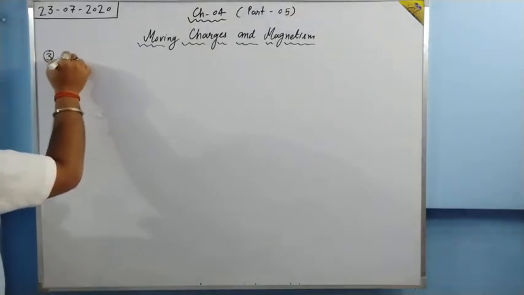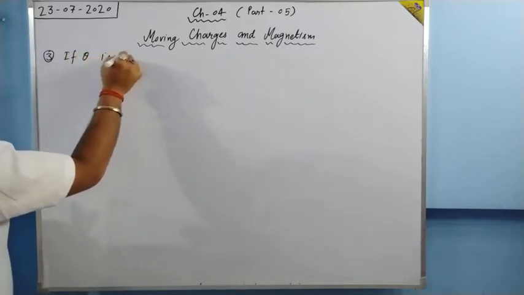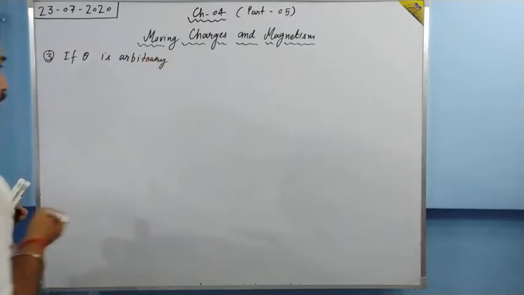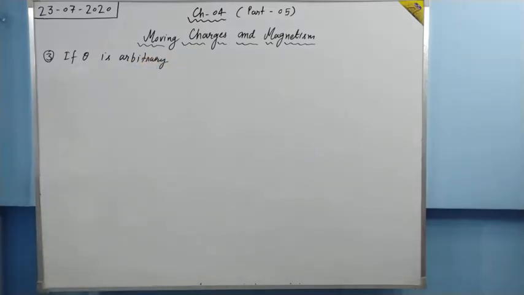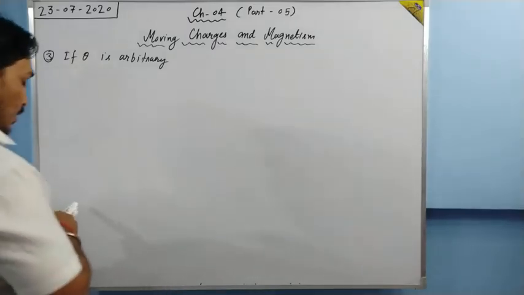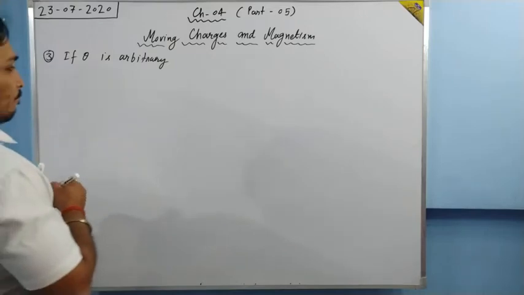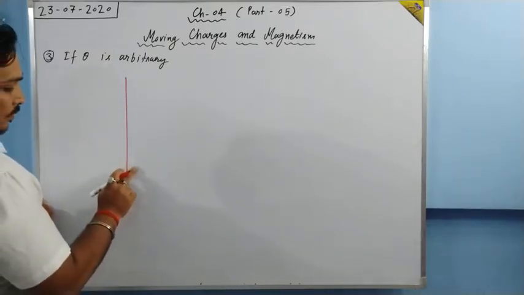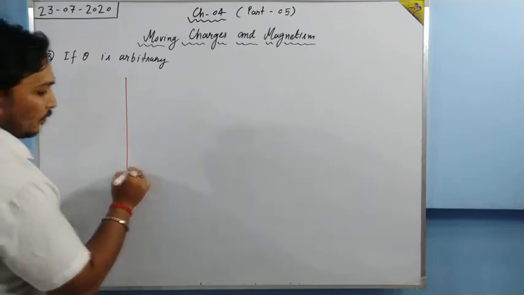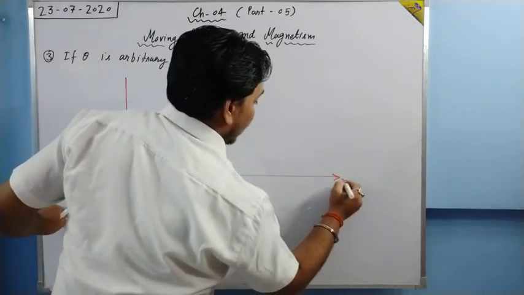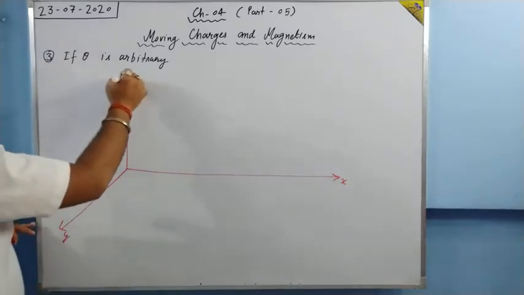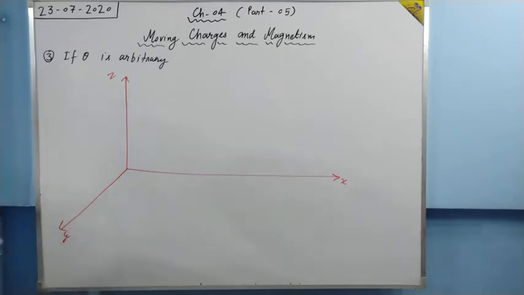Third case, if theta is arbitrary. Arbitrary means other than 0, other than 180, other than 90 degrees. Now just try to understand. Suppose this is your x-axis, this is your y-axis, this is your z-axis, right?